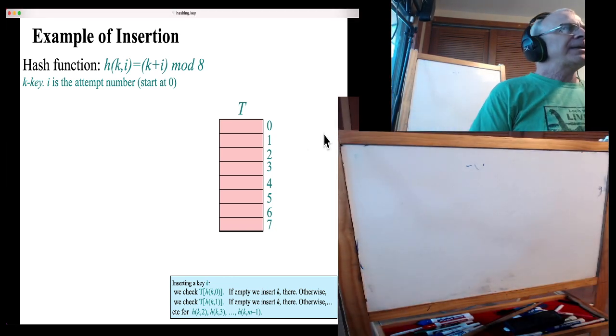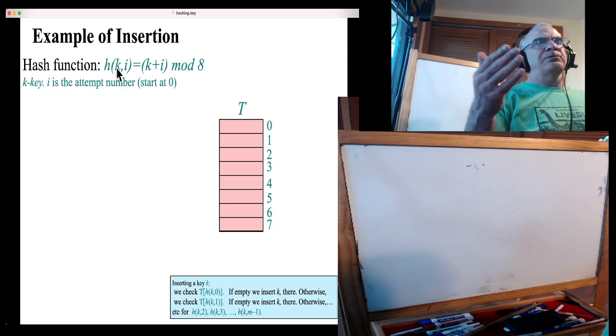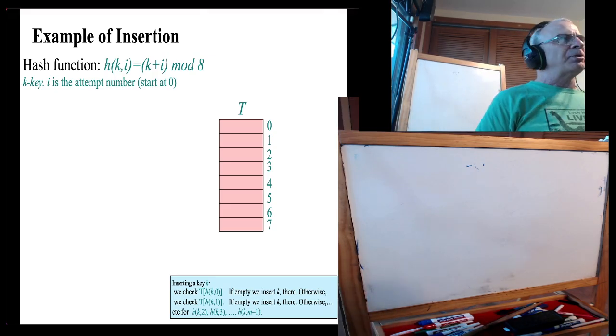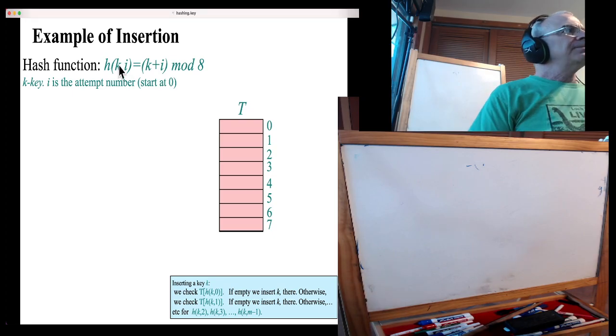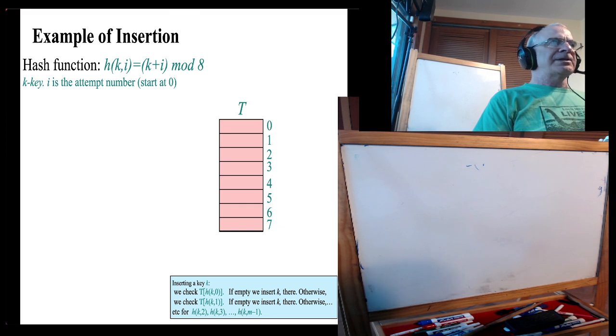In open addressing, the hash function takes two parameters. One of them is the key itself. The key in this example is just a number, but it might as well be a very long string, in which case we would probably use the dot product. For simplicity, let's stick to the case that k is a number. The other parameter is i, which is an attempt number, the probe number. My first attempt, i equals 0, second attempt, i equals 1, and so on.